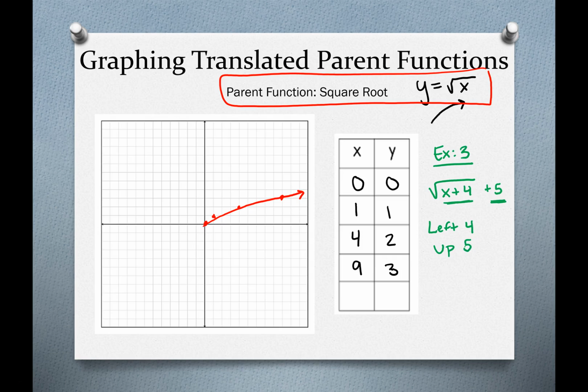So I'm taking each of these points and I'm going left 4, up 5. Okay, I just translated this point right here. Now I'm going to do this one, left 4, up 5. Same thing with this point, left 4, up 5. And last one, left 4, up 5.